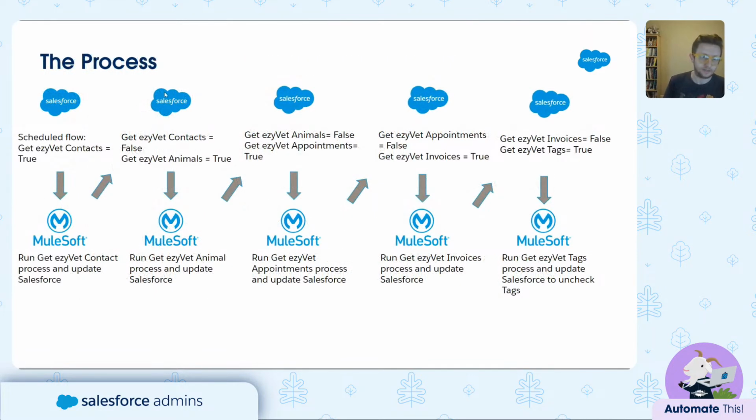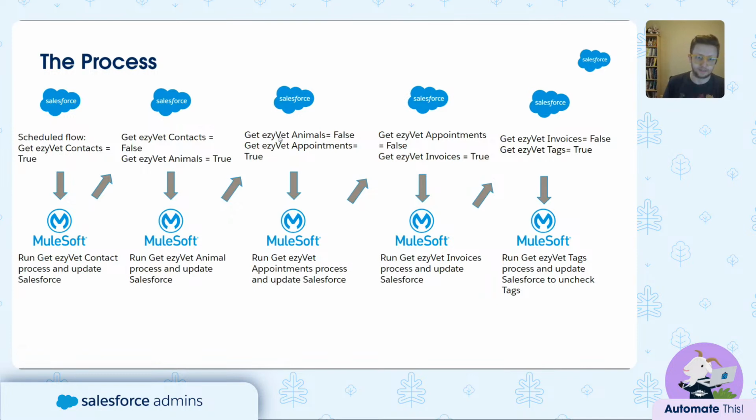So here is the actual process. It's easiest to display in a picture. First we start in Salesforce, where a scheduled flow will trigger and it sets the get EasyVet contacts to be true. This is on my custom URL field object. That fires MuleSoft to run the get contacts process and update Salesforce and create any new records or update existing records. And then it also updates the Salesforce URL field record to say get contacts is false and get animals is true. So then when that happens, it goes back to MuleSoft, gets all the animal data, updates Salesforce.